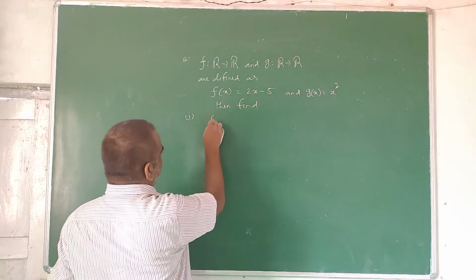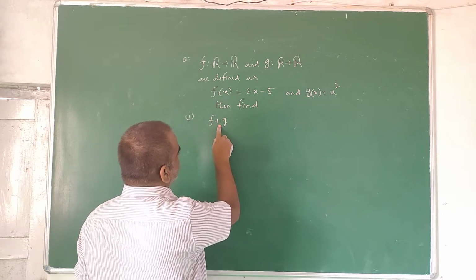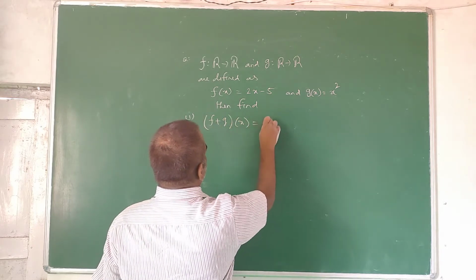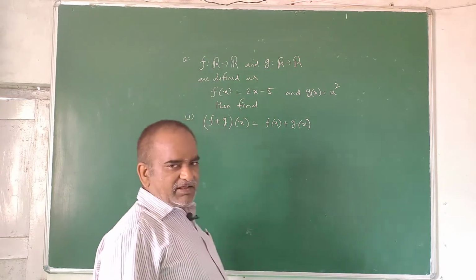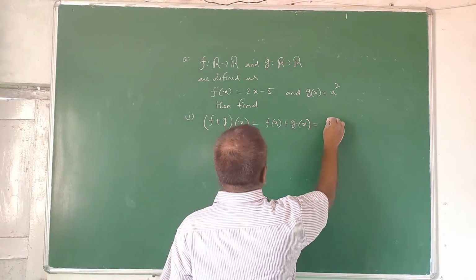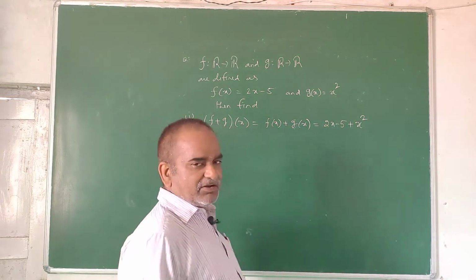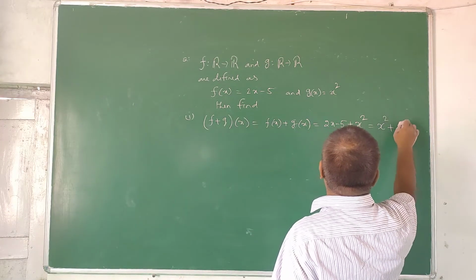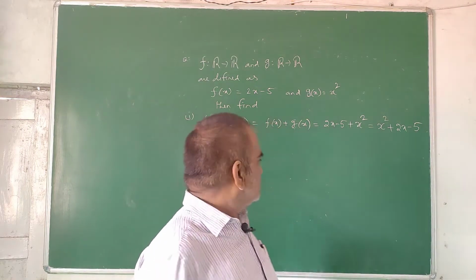So first, f plus g. Find and solve. In the first question, you want f plus g of x, which is equal to f of x plus g of x, as I have defined in algebra of real functions. So this is equal to f of x, which is 2x minus 5, plus g of x, which is x square. Right? Then if you write in order, this would be x square plus 2x minus 5.